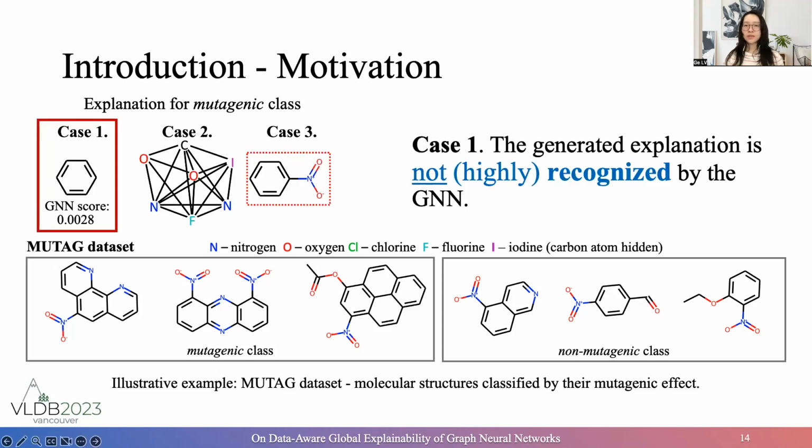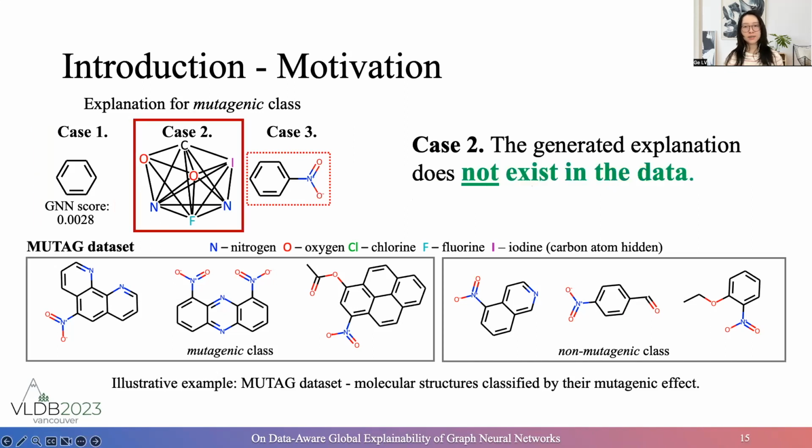Case 1. The generated explanation is not recognized by the GNN. Shown in the red box is a 6-carbon ring, which is output by an existing method as an explanation for the mutagenic class. However, its prediction score from the GNN for the underlying label is less than 0.01, which means the model does not recognize this structure as mutagenic.